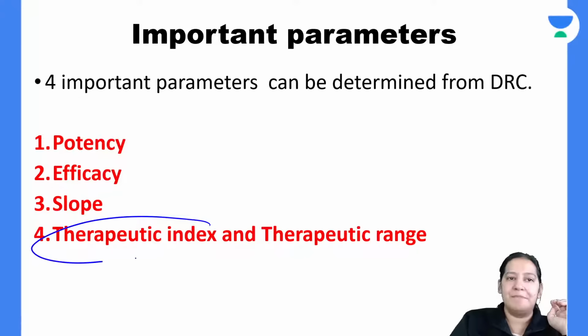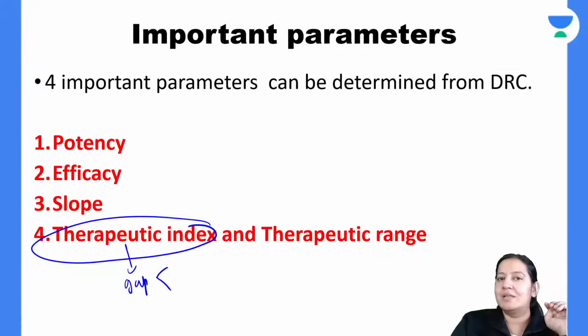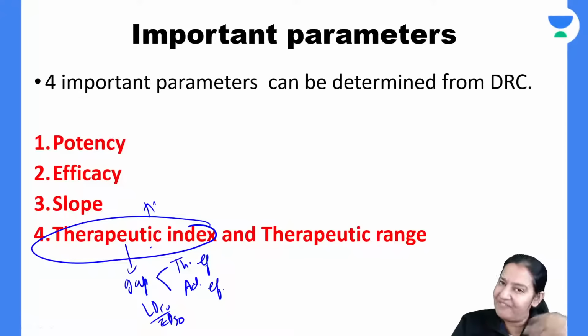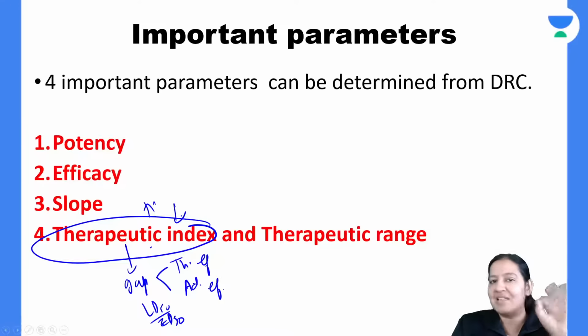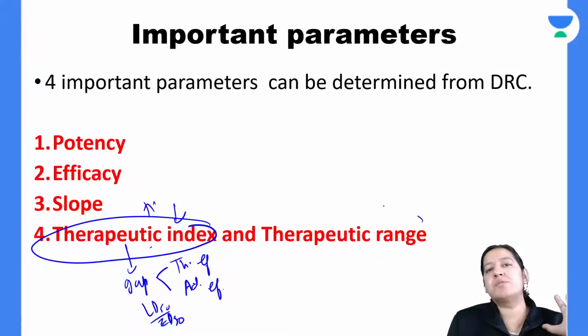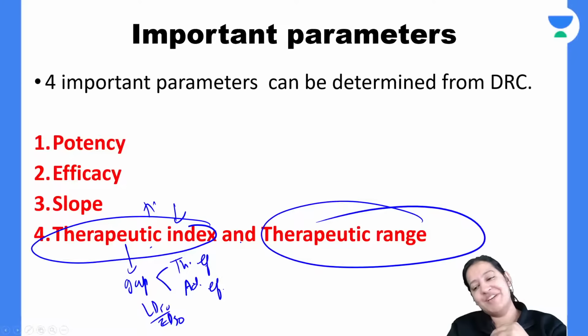So we are done with therapeutic index. The definition is the gap between two DRCs. Which two DRCs? Therapeutic effect DRC and adverse effect DRC. That is the gap. And the formula is LD50 upon ED50. And the summary is that the more the value of therapeutic index, the safer the drug; the less the value of therapeutic index, the more dangerous the drug. Do you have any doubt in this, even the slightest one? If not, give me a thumbs up so I can move on to therapeutic range.